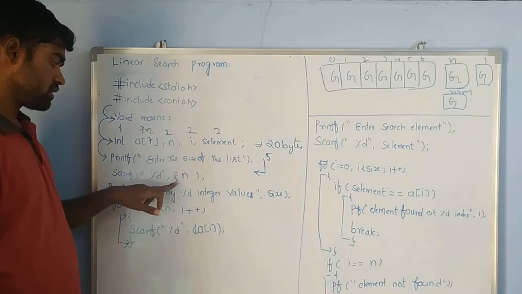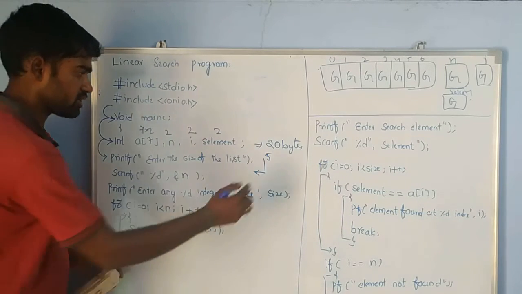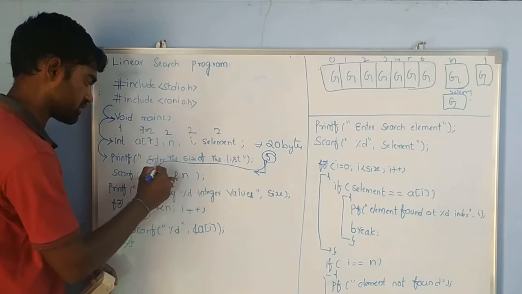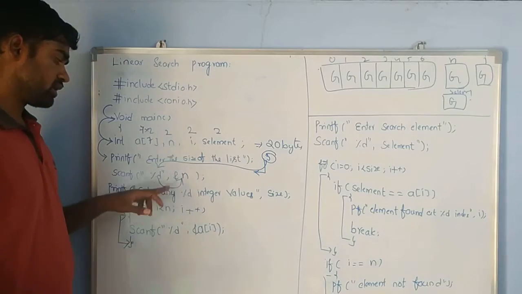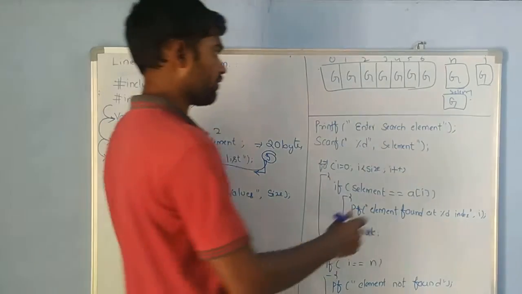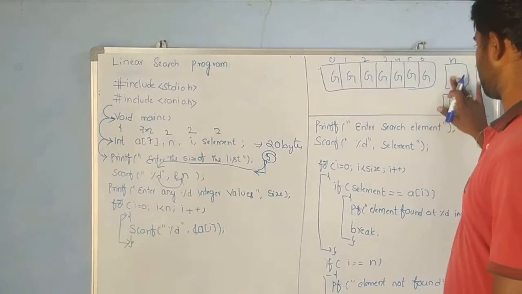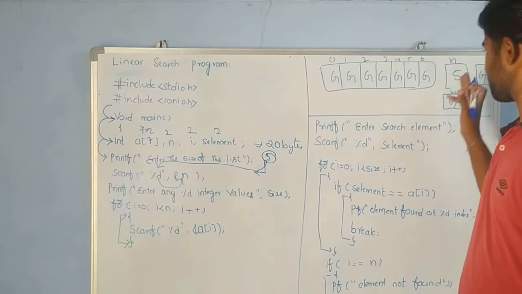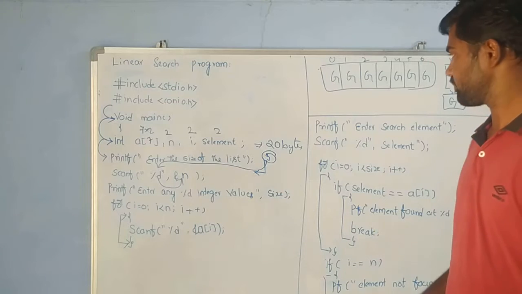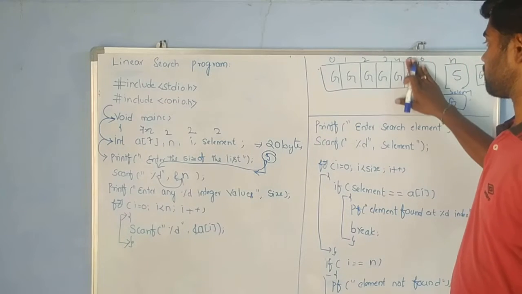So here, percent d, n. Now this 5 value is going to be read by this percent d, and this value is going to be stored in the location n. Now n will have the size equal to 5. Now array size equal to what here? Array size equal to 5. n value equal to 5.